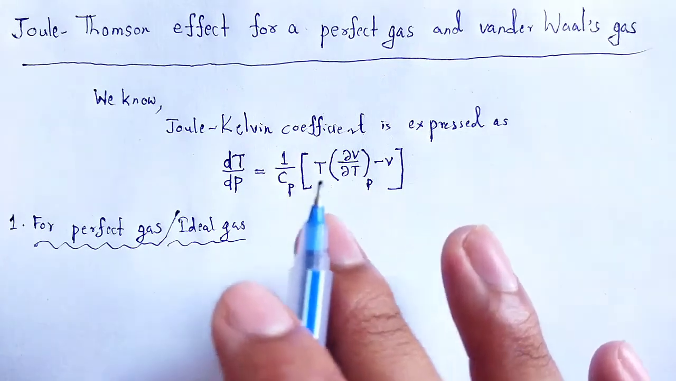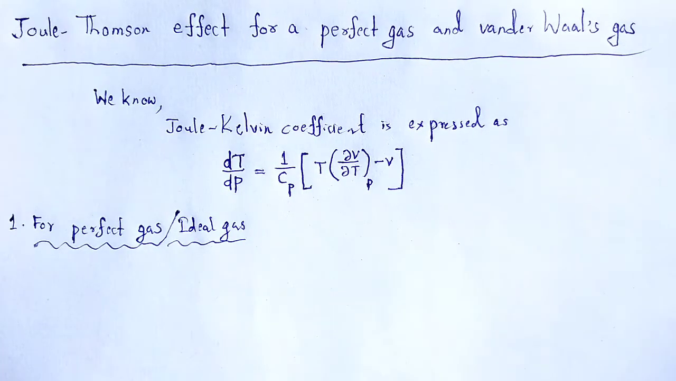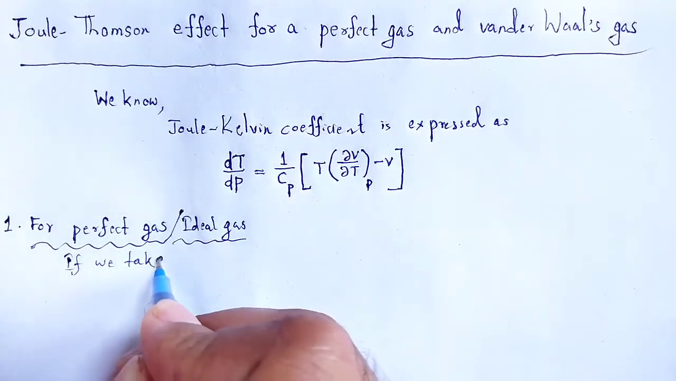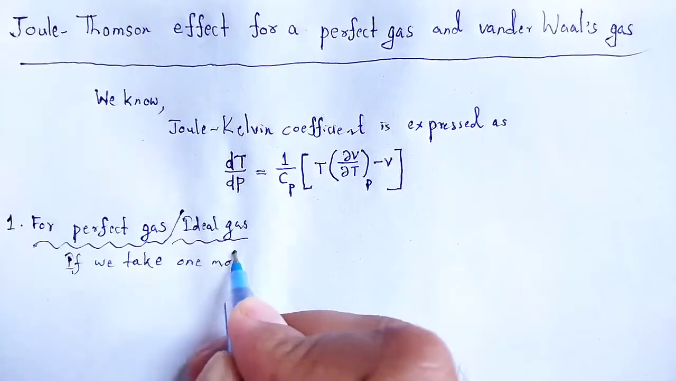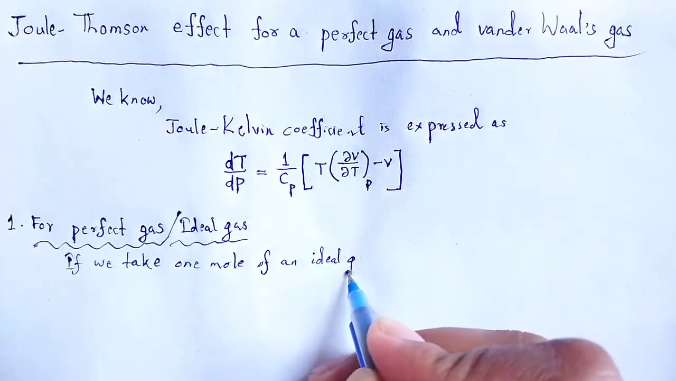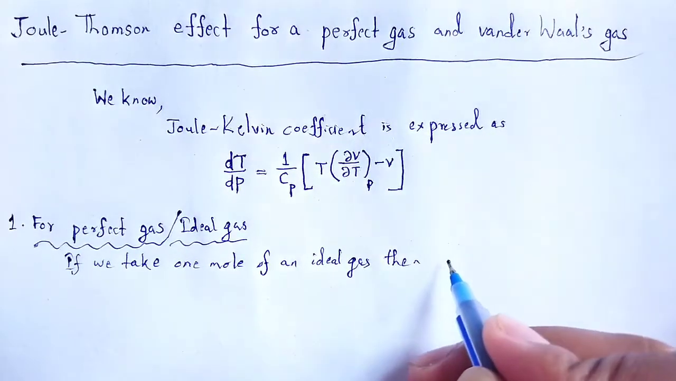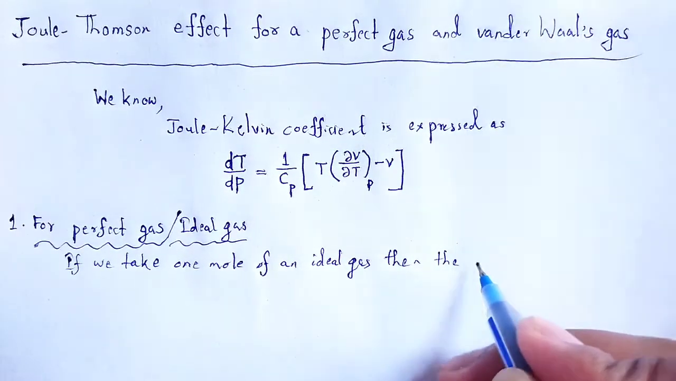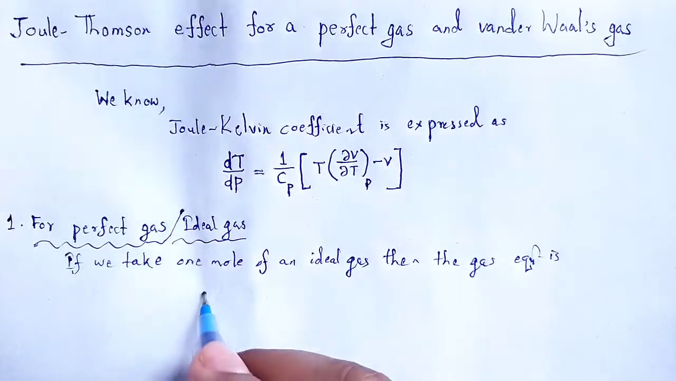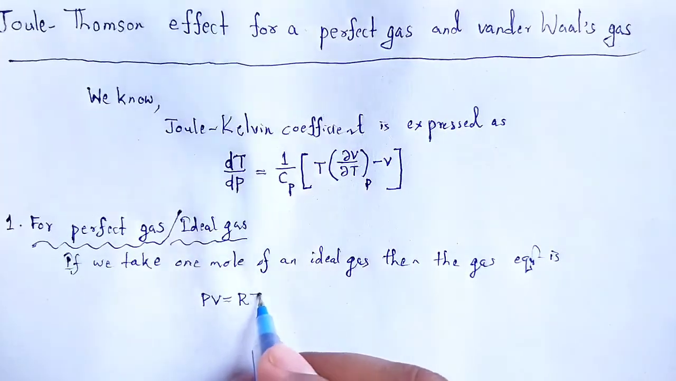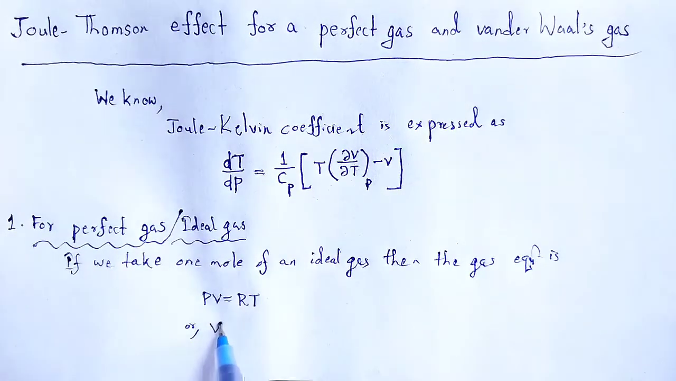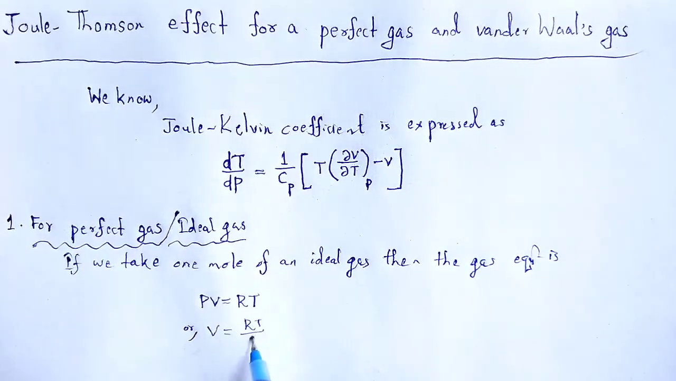The perfect gas equation, if we take 1 mole of an ideal gas, then the gas equation is PV is equal to RT, where n is equal to 1 here. The volume V is equal to RT by P.